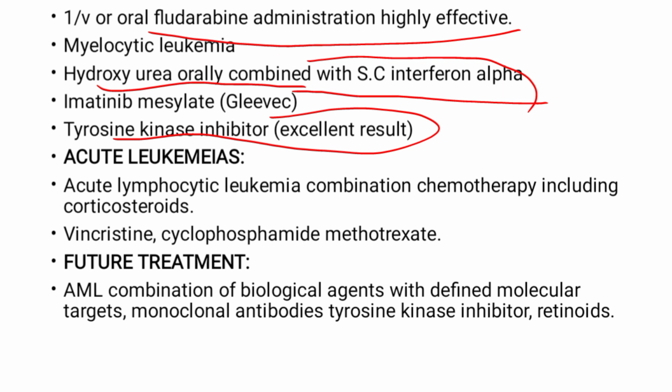Okay, now in acute leukemias, basically acute lymphatic leukemia, a combination of chemotherapy including corticosteroids. Means you have to give the corticosteroids and chemotherapy. Then vincristine, cyclophosphamide, methotrexate. Then for future treatment, like again acute myelocytic leukemia, a combination of biological agents with definite molecular targets, monoclonal antibodies, tyrosine kinase inhibitor, and retinoids. So basically you have read about it.